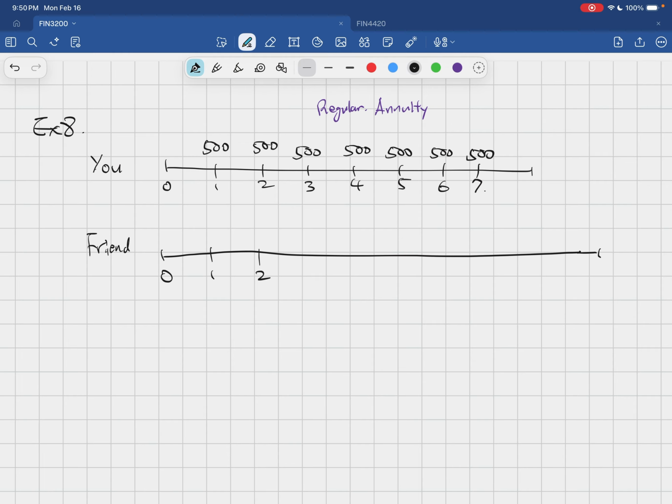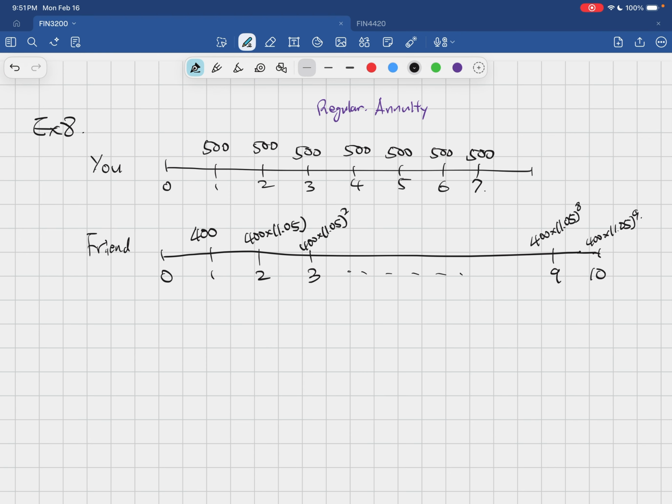Their security will pay them $400 next year, and the amount will grow at 5% per year. Okay, so in year 2, it's going to be 400 times 1.05. In year 3, 1.05 squared, and the pattern continues for the next 10 years. Okay, so we'll say this is year 9, year 10. So 400 times 1.05 to the 8th power, 400 times 1.05 to the 9th power.